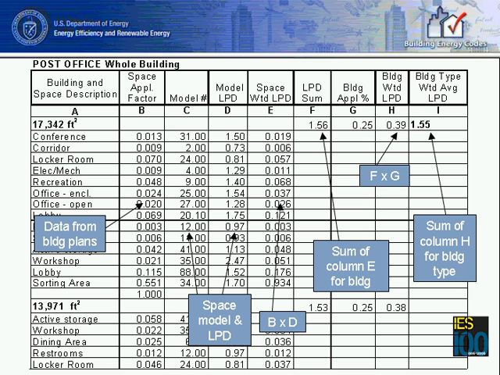Another way to look at this graphically, here's one post office building. It's 17,000 square feet. It has all of these different space types, and they're represented adding up to the entire building. You apply a model LPD for each one of those, and you end up over here with a weighted average lighting power density for however many post offices there are. In this case, we're looking at 2 of them. That's the development of the whole building values.